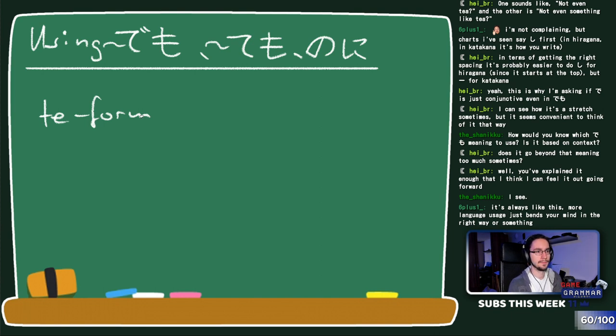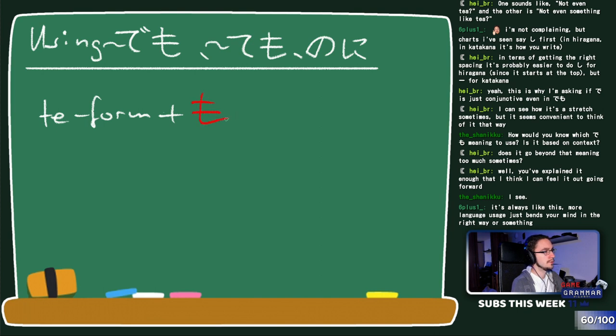You can have something like, well, even say isogashii, we had isogashii earlier, isogashikute, isogashikutemo, so that works too. Anything that has a te form, you can add this temo thing. You can just add mo after it, and then it has this kind of "even if" or "even though" usage. So you would just have te form plus mo essentially.